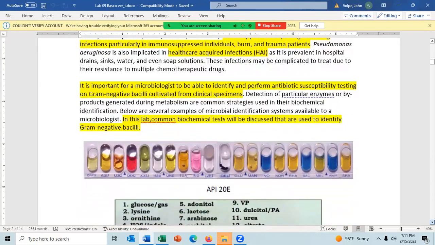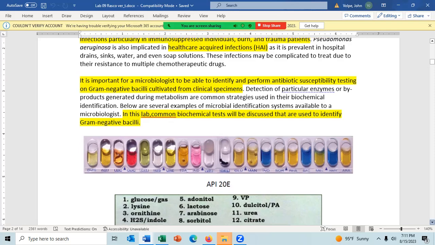It's important for a microbiologist to be able to identify and perform antibiotic susceptibility testing on gram-negative bacilli when they come from a clinical specimen. In this lab, we're going to talk about several biochemical tests which are common and used to identify gram-negative bacilli. Here we're looking at a very large number, and we're not going to talk about that many.